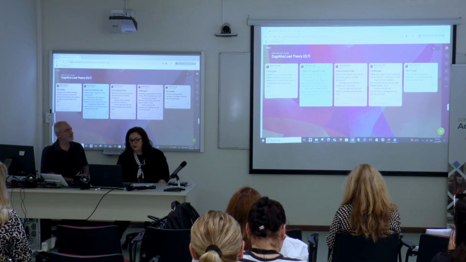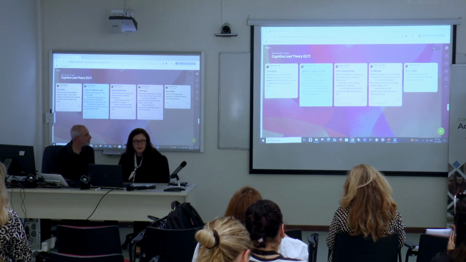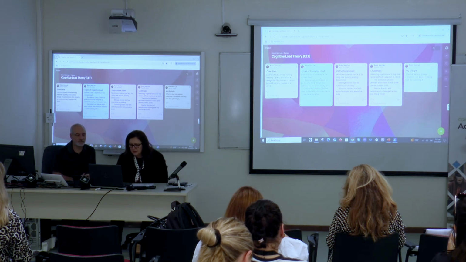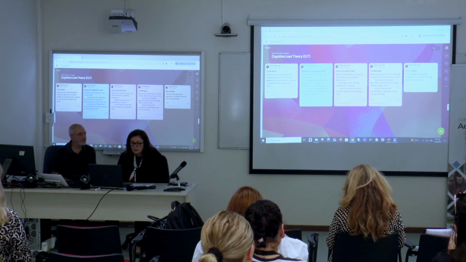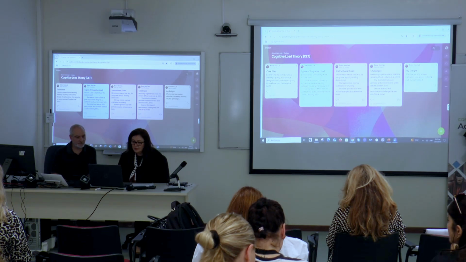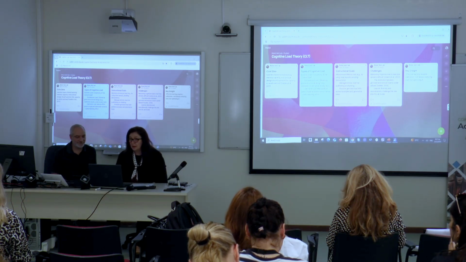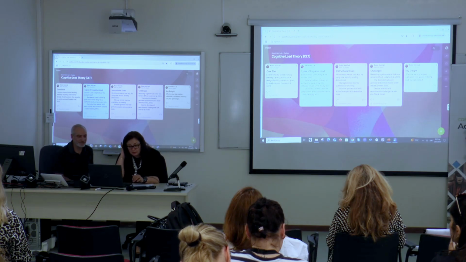Here's the cognitive load theory. The core idea is that learners have a limited working memory capacity, as Dr. Vasilaki said. The types of cognitive load are three: intrinsic load, extraneous load, and germane load. You don't have to learn this now, but you can have an idea about it.